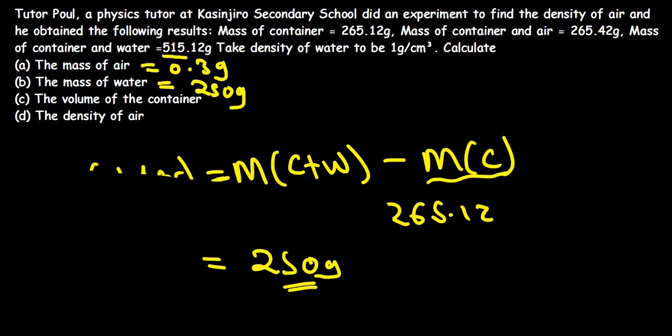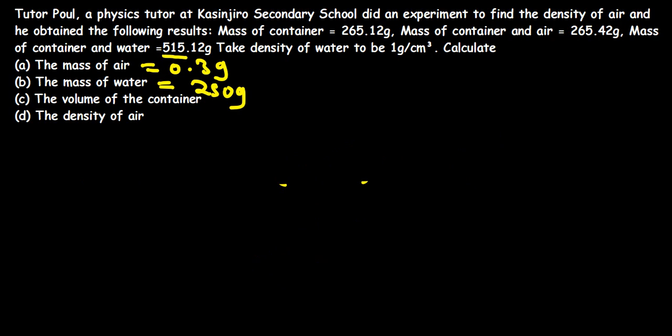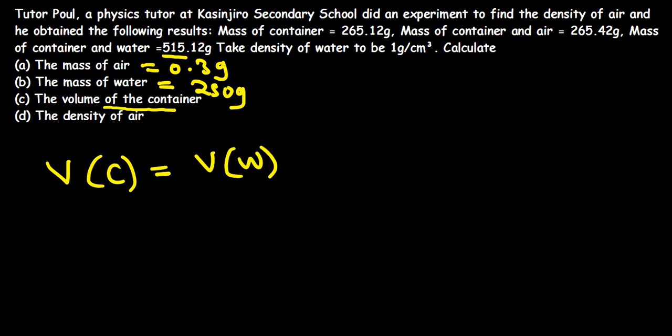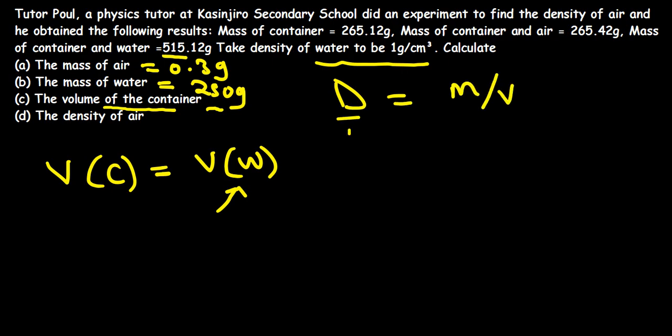They are saying find the volume of the container. So how are we going to find this volume of the container here? It's very important to note that the volume of the container is the same as the volume of water. What do we know about this water? We have its mass here, and we also have its density here. So we know that from the formula, density is equal to mass over volume. We can make V the subject of the formula. So our volume will just be equal to mass divided by the density.